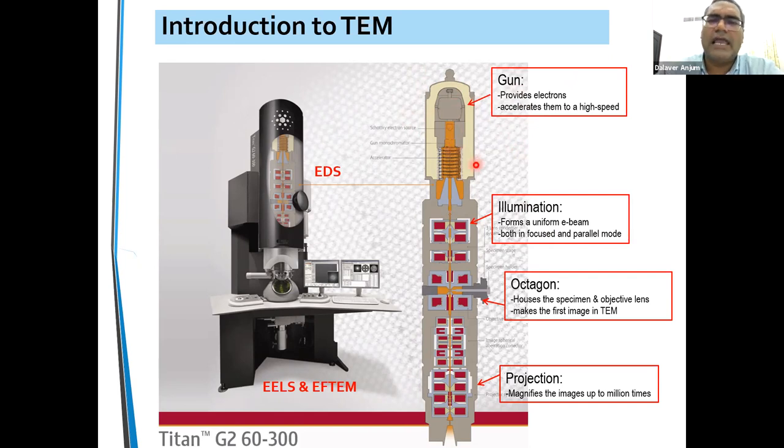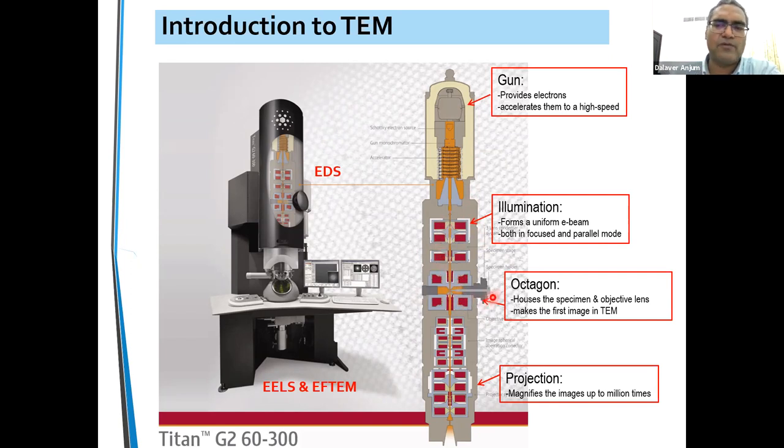We have electromagnetic lenses. In the case of an optical microscope, we have glass lenses to bend the light. But in the case of electrons, I will go into detail in the next slide, we apply a magnetic field to bend them. They are bent in such a way that their action becomes like a lens, particularly like a convex lens. So we use electromagnetic lenses to collimate the electrons. And then we put a sample here.